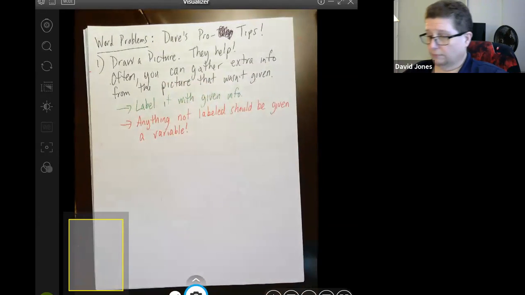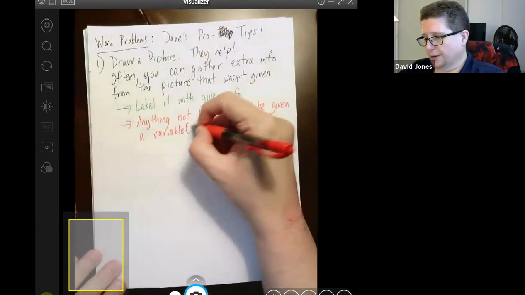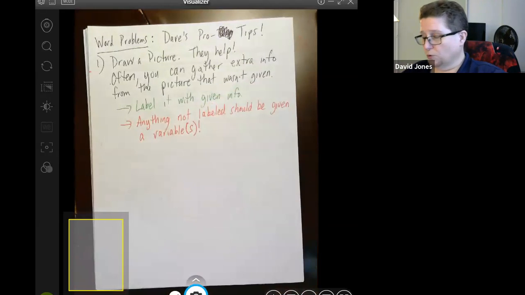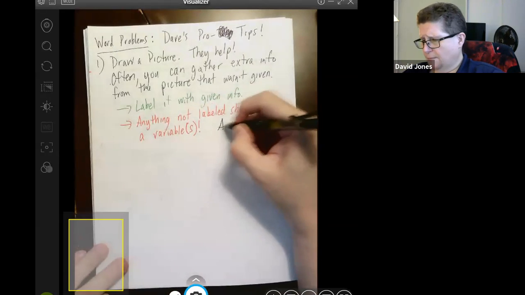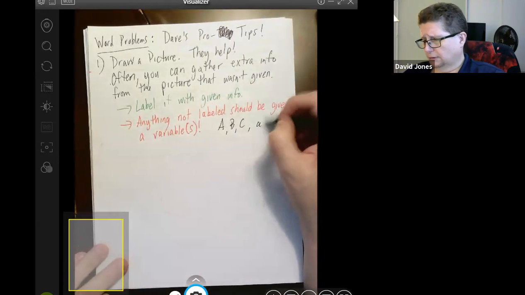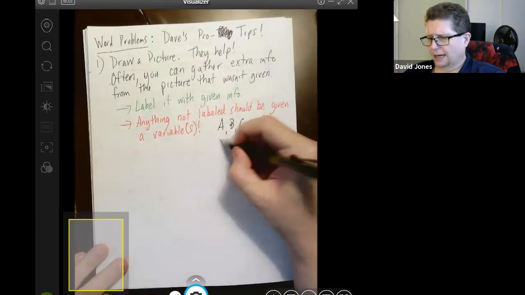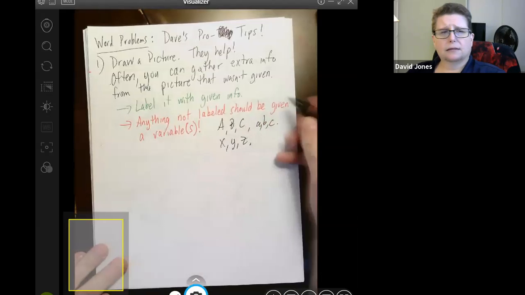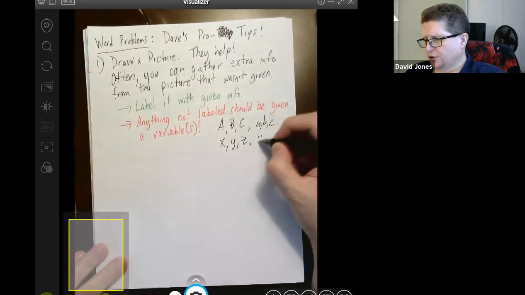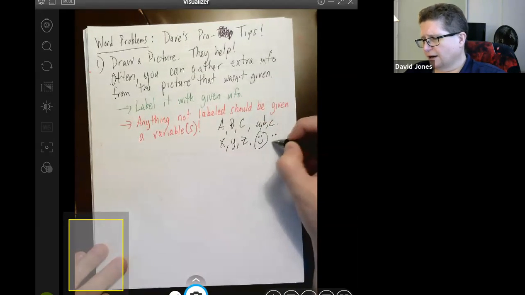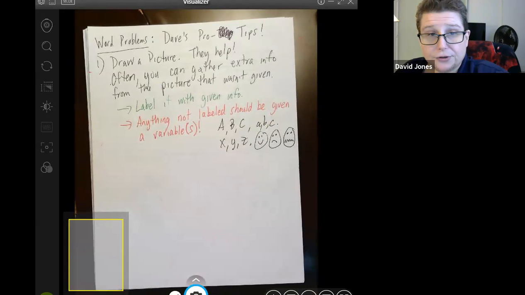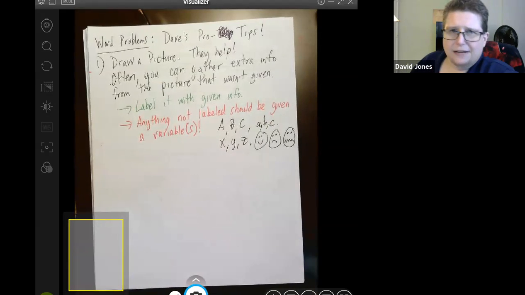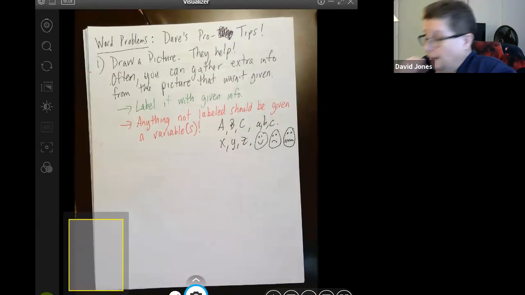Now, or maybe we should throw an S in there because usually there's more than one. A, B, C, X, Y, Z. Hell, you can use smiley face, frowny face, and crazy face. Those are variables. As long as you identify them as variables, they're variables.